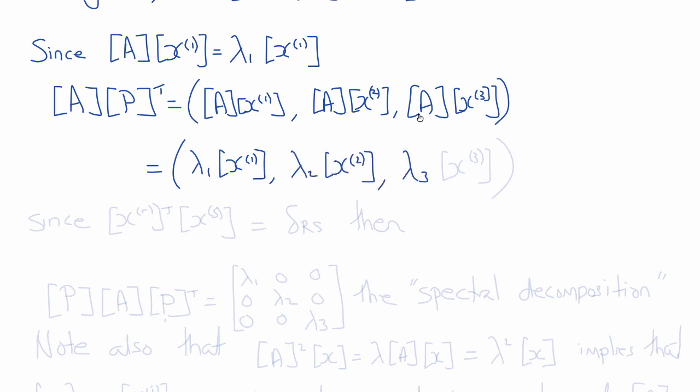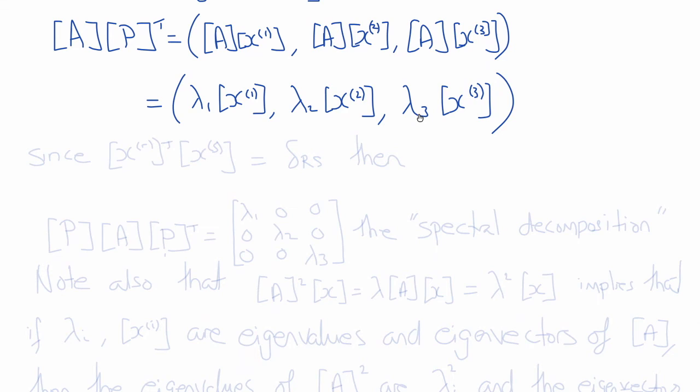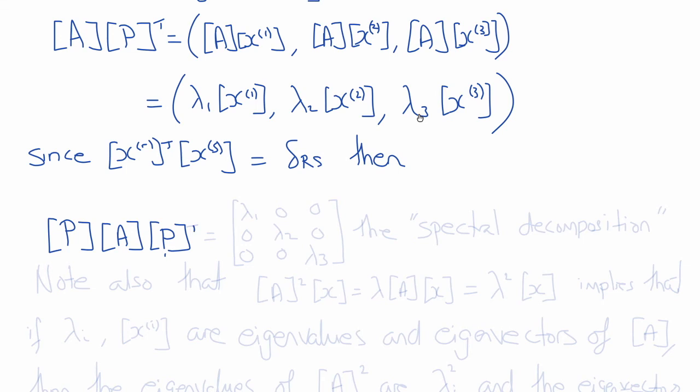And then making use of the orthogonality of those vectors, in other words, making use of the fact that x_r transpose times x_s is equal to 1 when r equals s and 0 when r is not equal to s. In other words, it's equal to delta rs, the Kronecker delta. We can show that P times A times P transpose is equal to the diagonal matrix that has the three eigenvalues along the diagonals. So this is called the spectral decomposition.